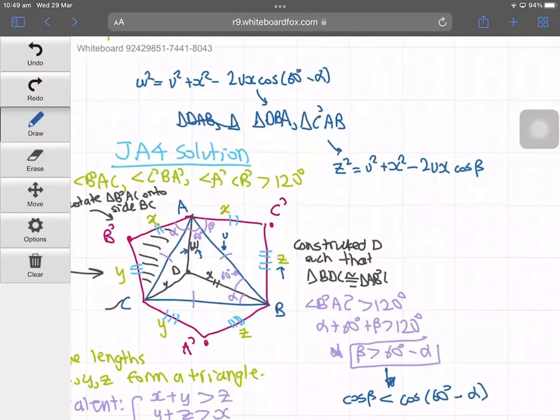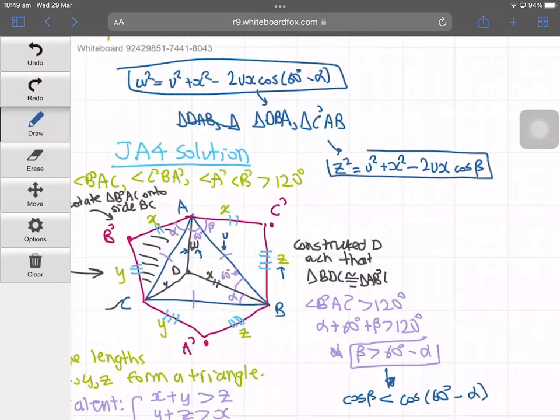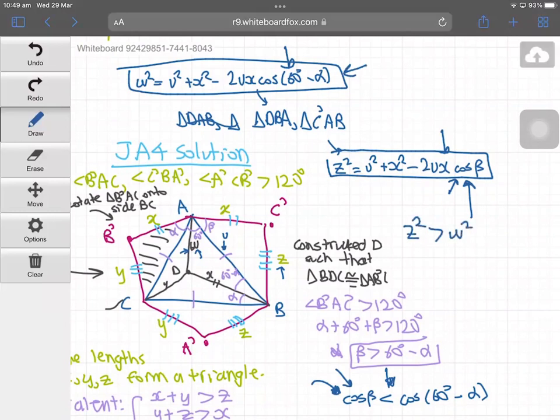But now what we see is, if we compare W and Z, these are almost the same equations except we have the cos beta and the cos 60 minus alpha. But since cos of beta is less than cos of 60 minus alpha, it means in Z we are subtracting a smaller number, which means that Z squared has to be greater than W squared. And it means that Z is greater than W.